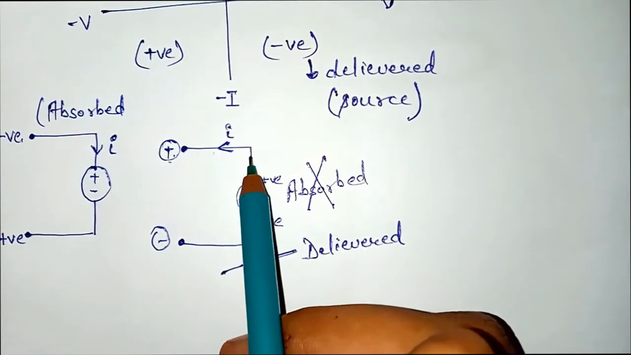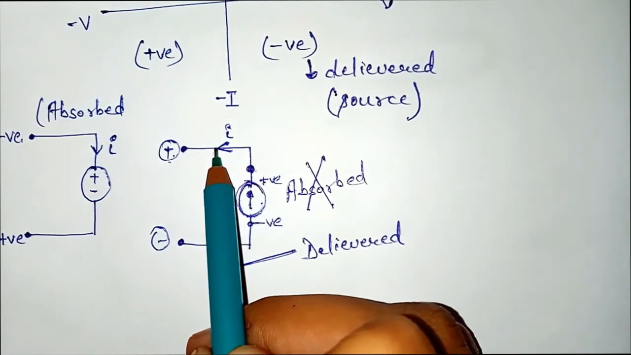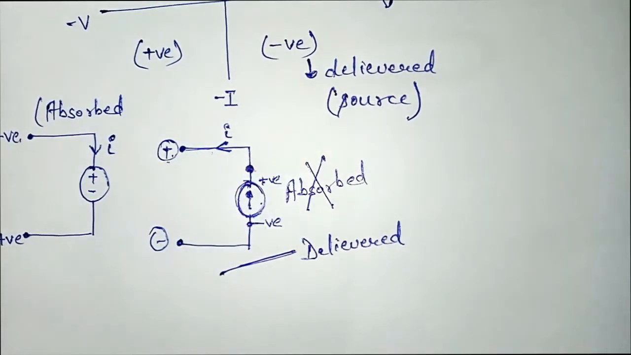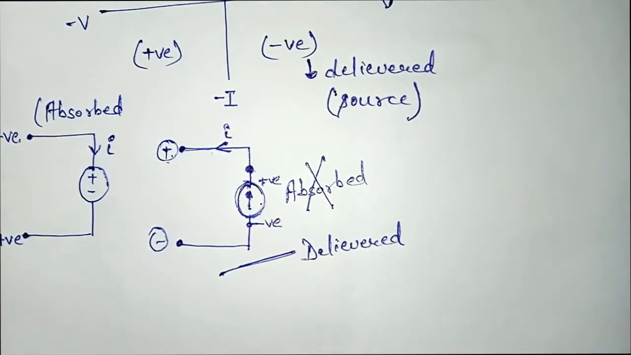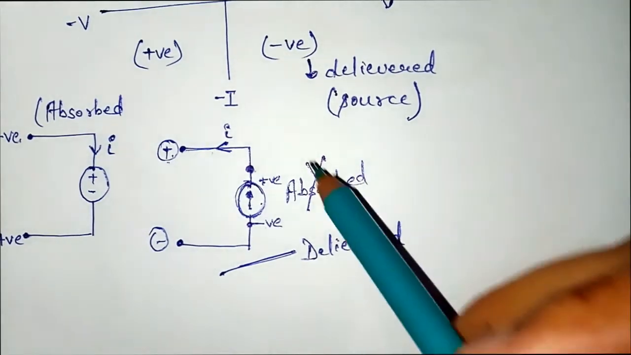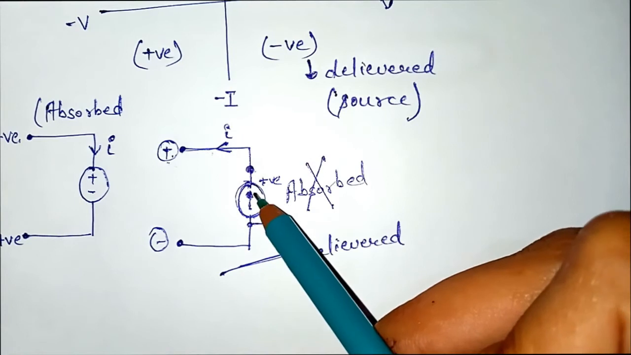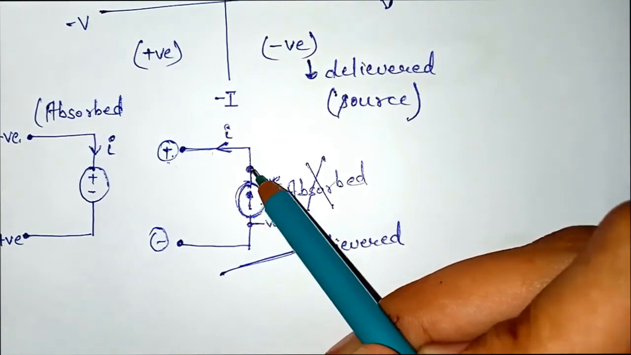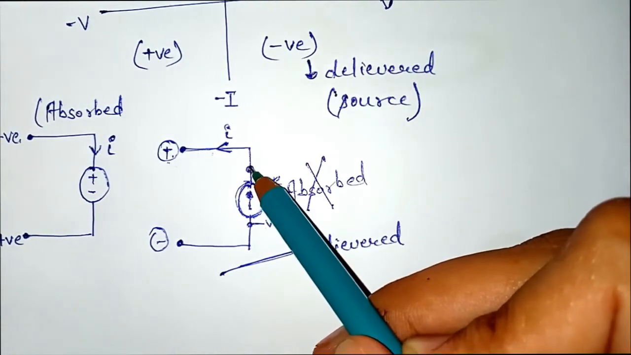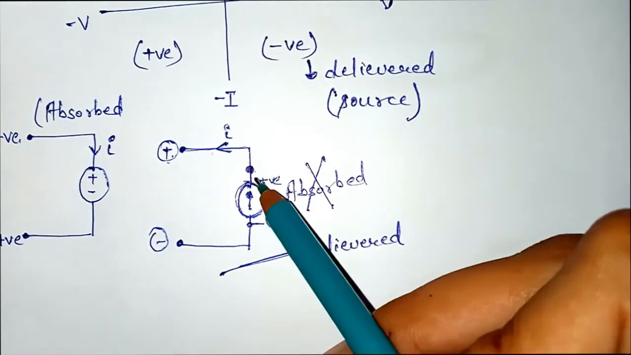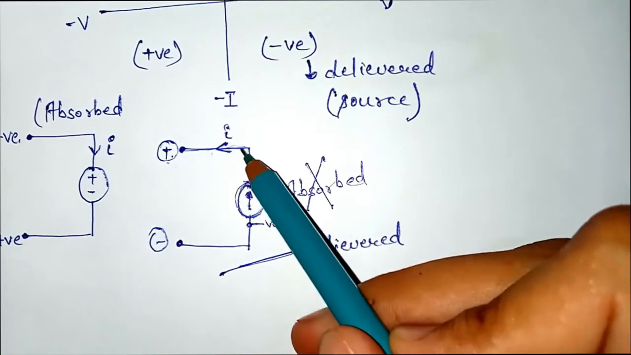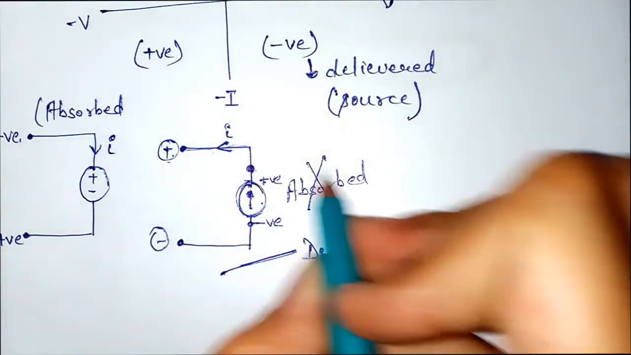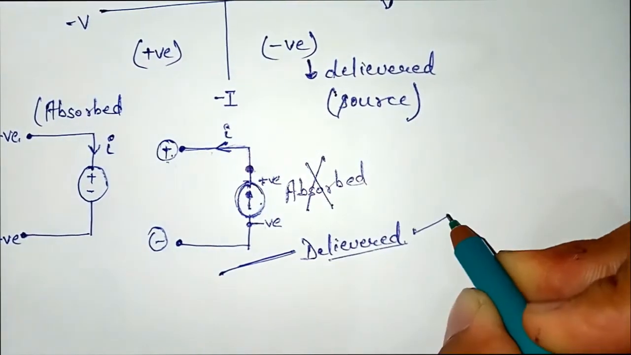Now see, current is leaving from the positive terminal of the battery. See, once again, I know it's somewhat difficult, but it's not actually difficult. Simply see, here the current is leaving. That's why power is delivered.